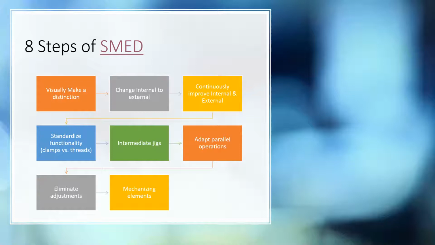And then continuously improve the internal and external. A lot of that's done with 5S, not having to search or travel or motion to go get materials, and then standardize the functionality as much as can. These are all progressive steps in SMED. Clamp versus threads, for example, just anything you can do to reduce the amount of time. Intermediate jigs, where you basically plug and play on certain types of equipment.